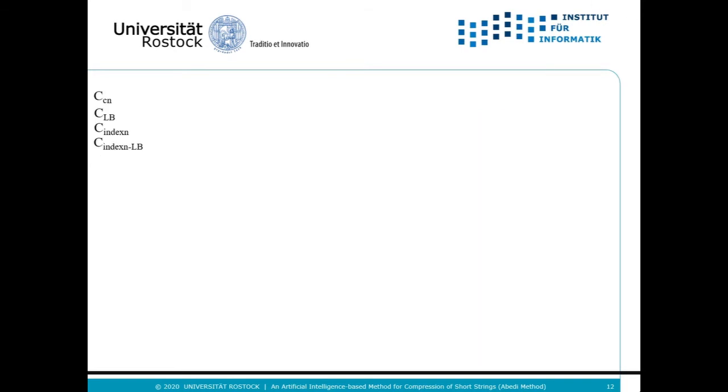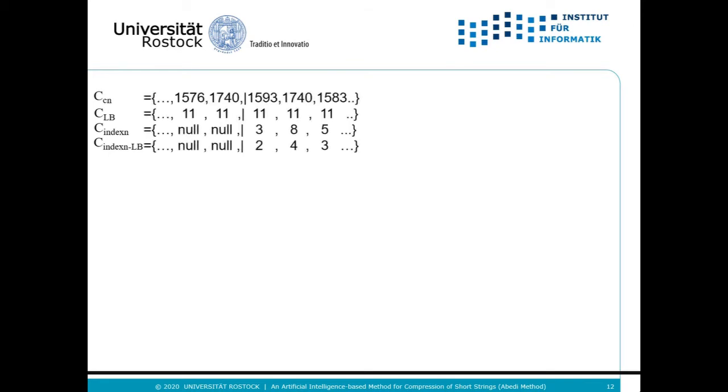And now in this slide, we show you how the algorithm can find the maximum binary length in both sets of repetitive or new characters to check out if it's efficient to send them separately or with other characters. As is presented, we have 4 sets. CCN is the set of new characters, and CLB is the binary length of the new characters. C index n is the set of indexes, and C index NLB is the binary length of the indexes.